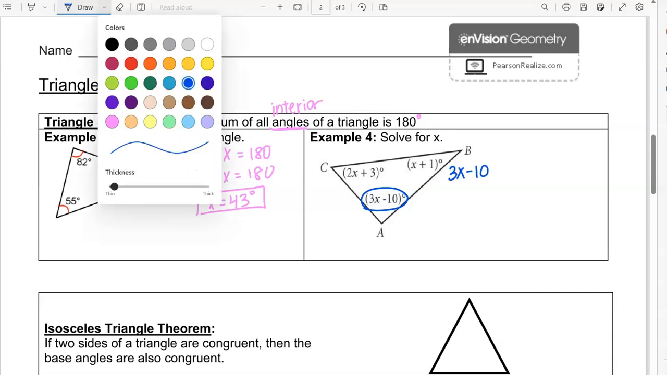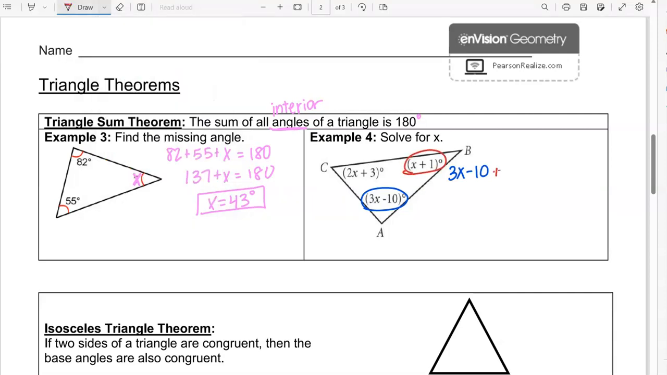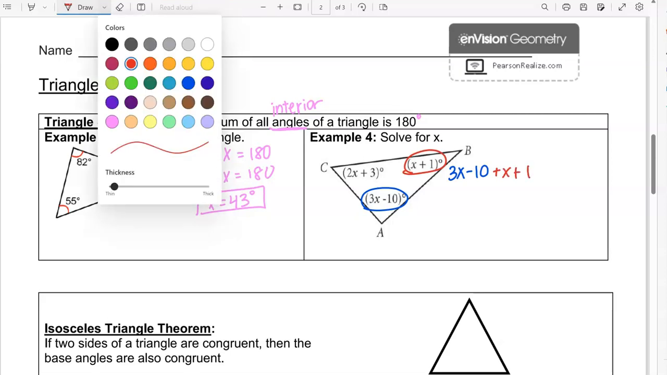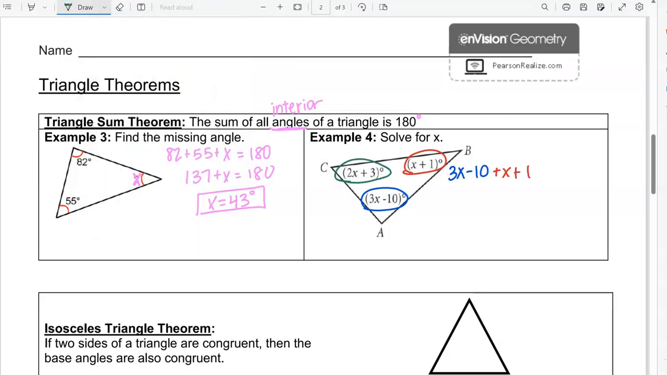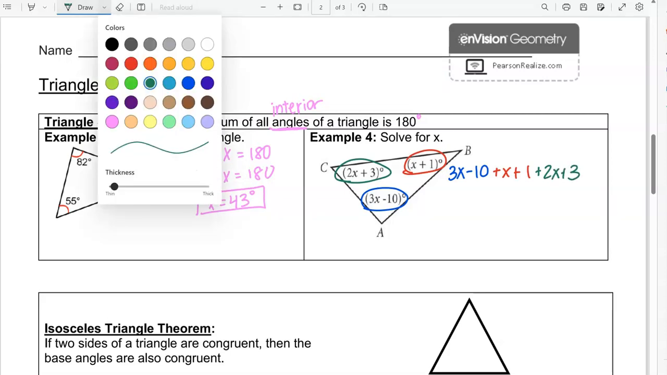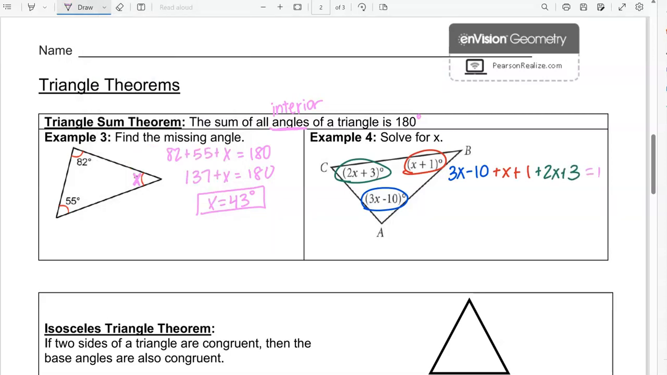So we've got 3x minus 10, and then we've got x plus 1, so plus x plus 1. And then 2x plus 3, plus 2x plus 3. And since these are all interior angles of our triangle, this equals 180 degrees.